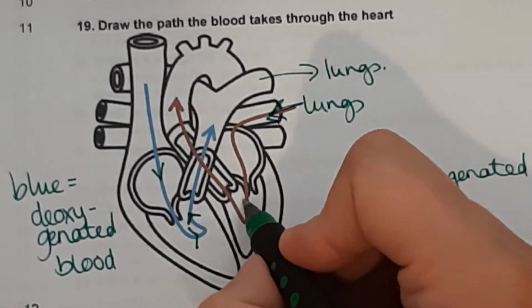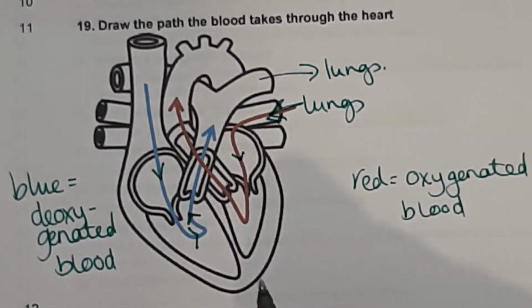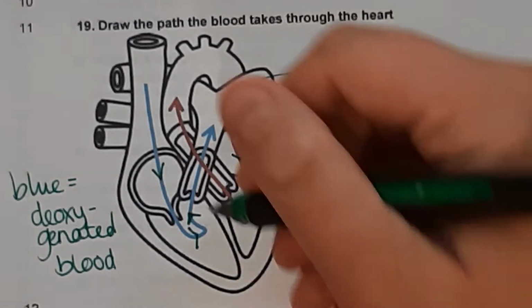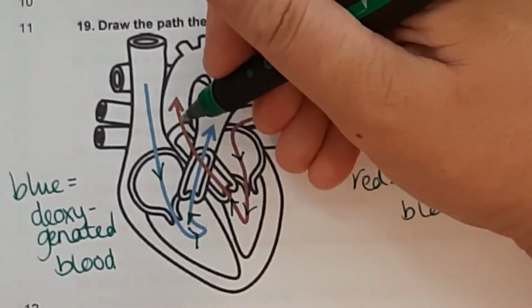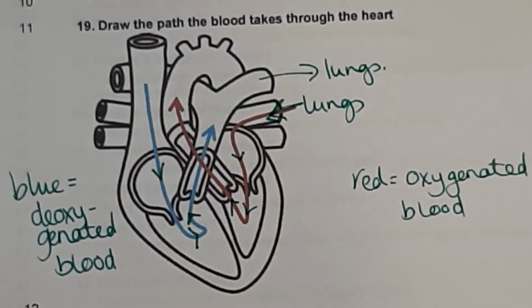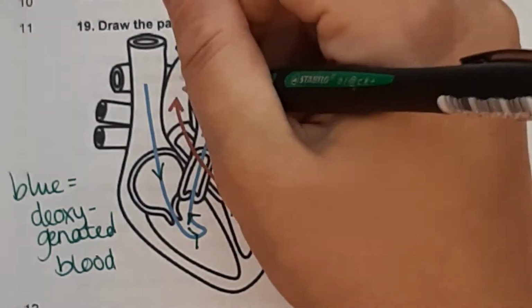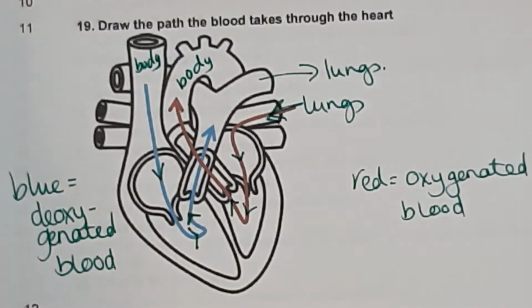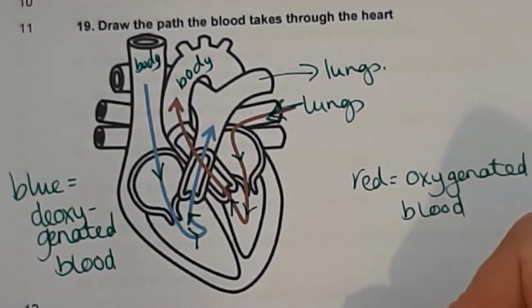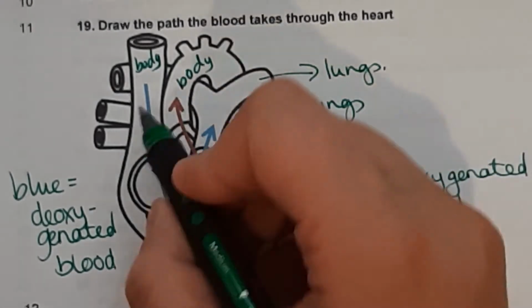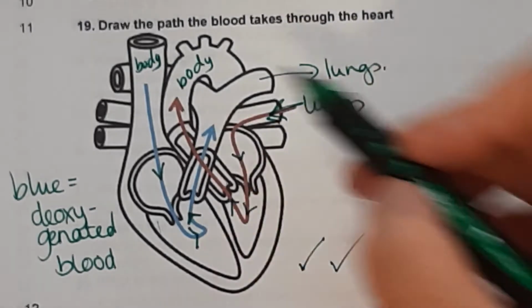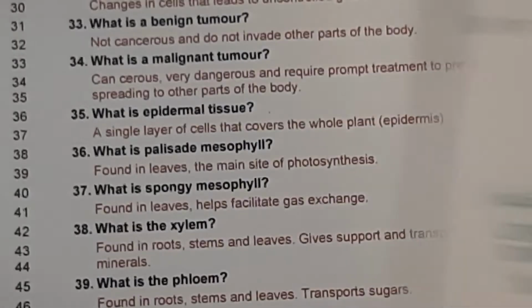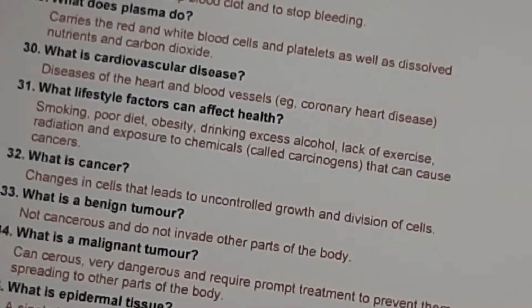Okay, and it comes down through the left atrium into the left ventricle and out the left ventricle up into the aorta and out round the body. Okay, and this is going to the body and this is coming from the body. Okay, so essentially, if you've drawn that correctly, you can have 2 marks, one for the oxygenated blood here and one for the deoxygenated blood here. Next question.